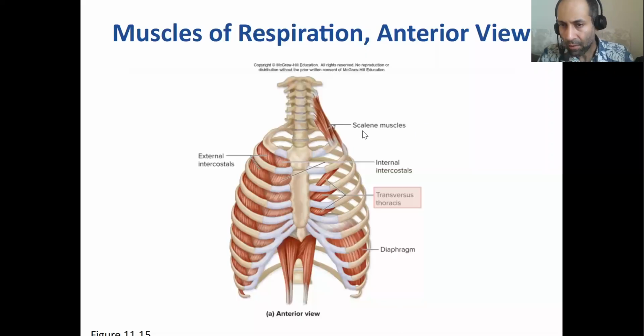So the scalenes here are your accessory muscles of inspiration, right? What does that mean? Accessory muscles, when you need to breathe hard in on top of the muscles that you would normally use for normal breathing, such as when you've been underwater for a long time, someone is holding your head underwater, I hope not, or something like that.